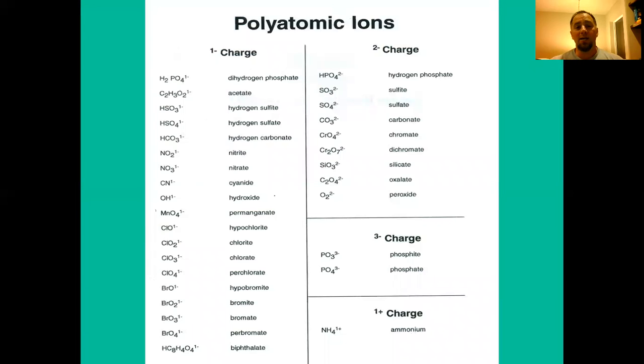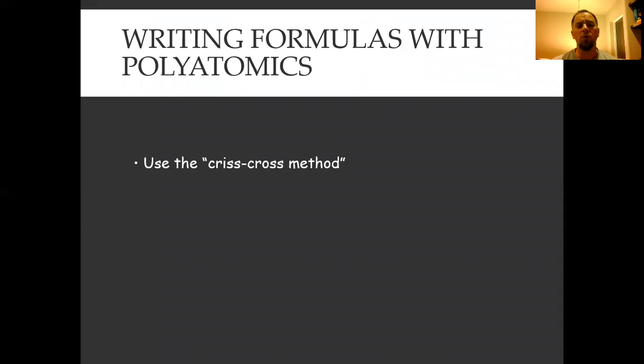So here's a few of the polyatomic ions. The sheet I gave you looks a little bit different than this. We notice that the majority of the polyatomic ions have a 1- charge. Okay, there's quite a few of them here. We also have a group of 2- charge, 3- charge, and our 1 lone ammonium ion with a positive charge. So how do we write the formulas using polyatomic ions?